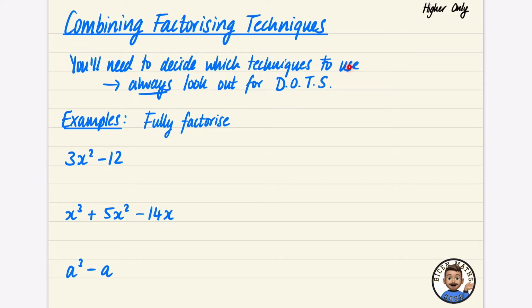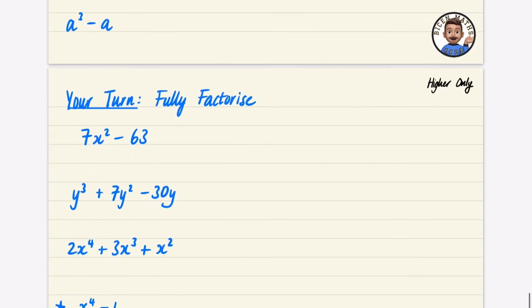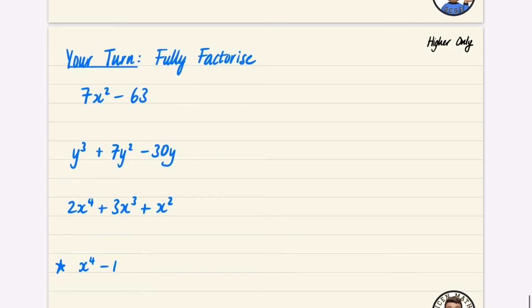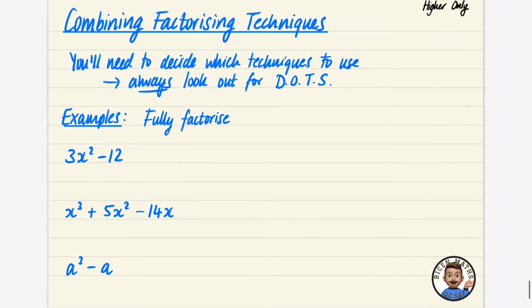Okay, so you'll need to decide which techniques to use. Always look out for the difference of two squares. They love doing the difference of two squares and they love doing it in A-level as well. So we want to fully factorise these three that we've got here. And then you're going to try these four, and this one's a challenge down here. So first of all, we're just going to do our basic factorising techniques from really easy stuff you might have done in year 7, 8, 9 or 10.